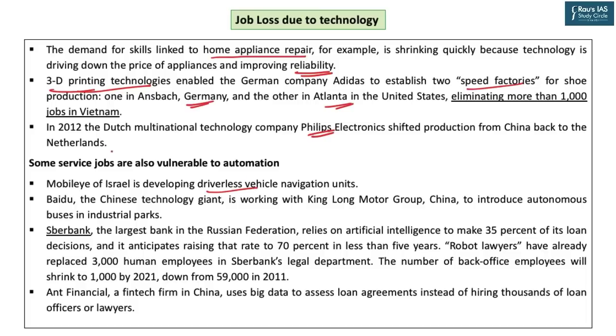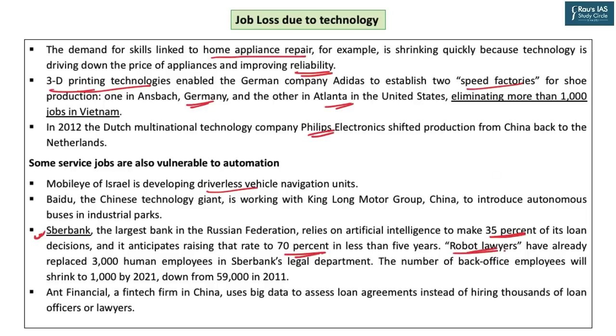You must have heard of Sberbank. It's the largest bank of Russia, and it is relying on artificial intelligence to make around 35% of its loan decisions. And it is anticipated that 70% of the loans by Sberbank will be given through machines, through artificial intelligence. In Sberbank's legal department, robot lawyers are already present.